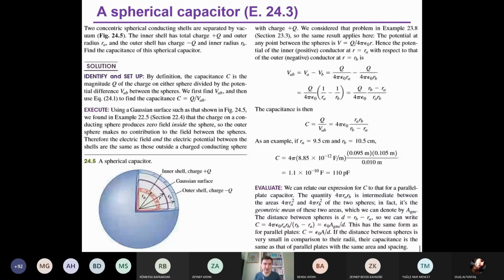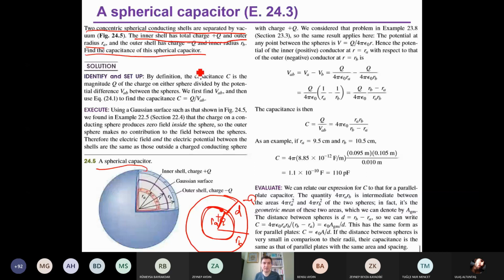Let me continue with the spherical capacitor. Here in this picture, we have a spherical capacitor. 2 concentric spherical conducting shells are separated by vacuum. The inner shell has total charge positive Q and outer radius RA. Just consider here we have one shell, the inner shell, and we have an outer shell, okay? It has positive Q charge and this has negative Q charge, and there is a certain distance between them, and this sphere has a certain RA and this outer shell has a certain RB. Okay, it is given here.